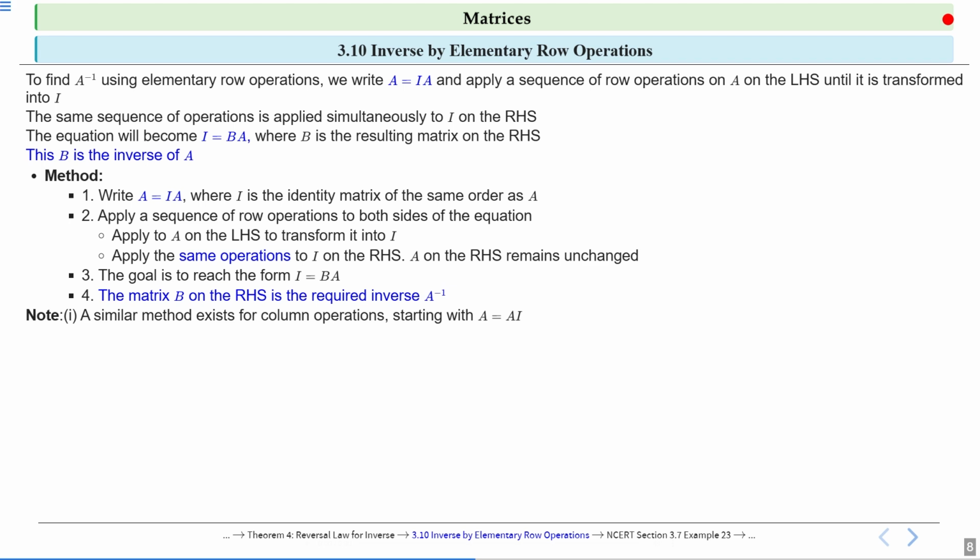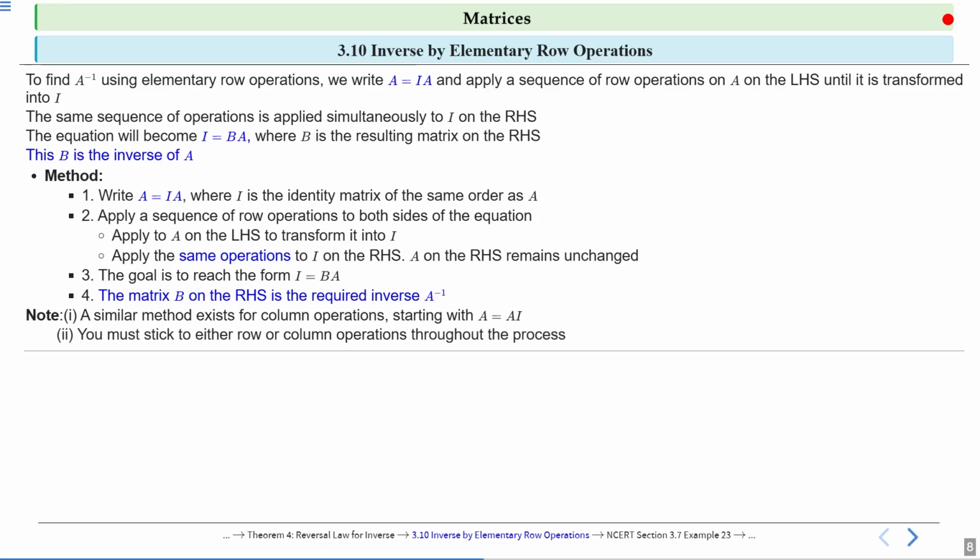We can note that, first, a similar method exists for column operations starting with A is equal to AI. Second, we must stick to either row operations or column operations throughout the process.